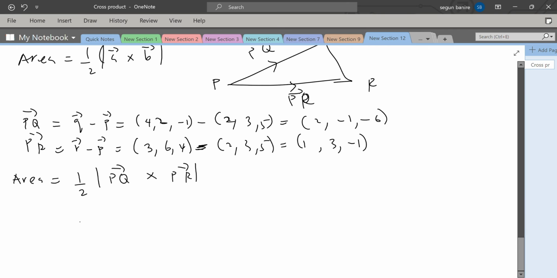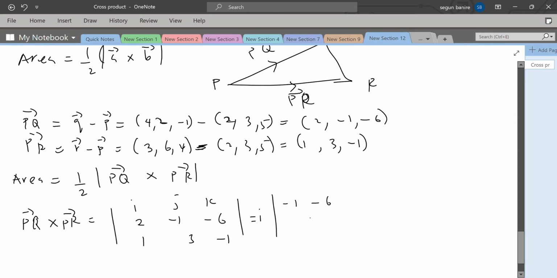So let's find that. We need to do PQ times PR. Okay, so that is IJK. So we get 2, minus 1, minus 6, and 1, 3, minus 1. So we say I first. So we get minus 1 minus 6, 3 minus 1. Minus J, we get 2 minus 6, 1 minus 1. Then K, we get 2 minus 1, 1 and 3.